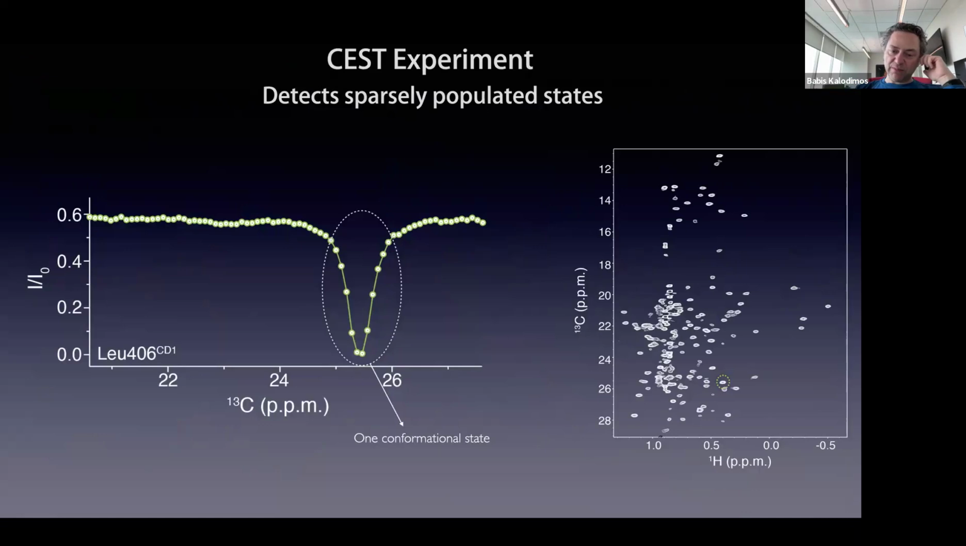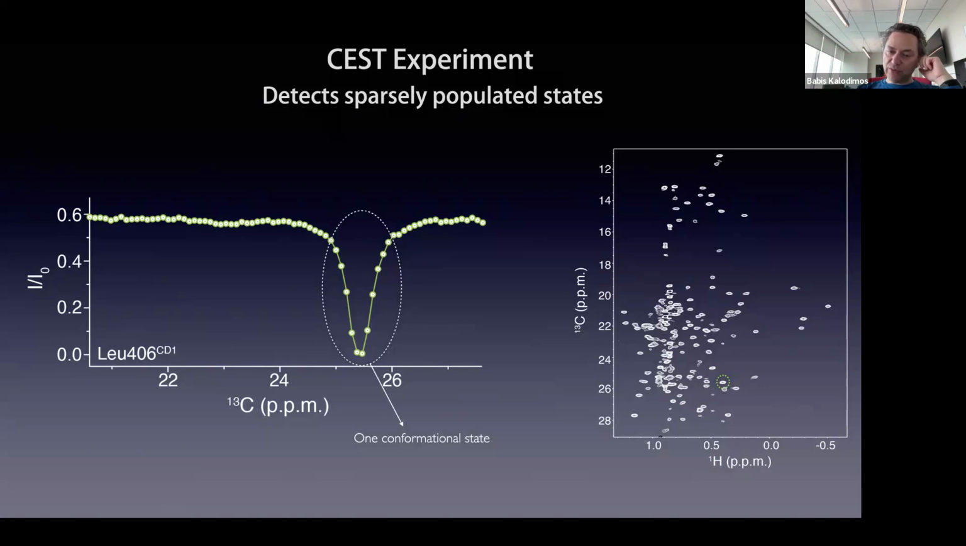Okay, now very briefly let me show you how we can detect these conformational states. This experiment is called CEST. It was initially applied in the MRI field and then repurposed, especially by the group of Lewis Kay at the University of Toronto, to be applied to proteins to get the information that I will explain to you now.